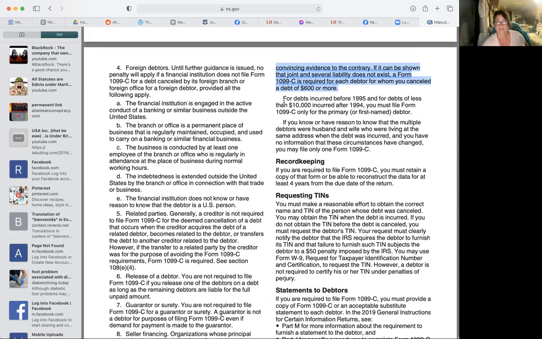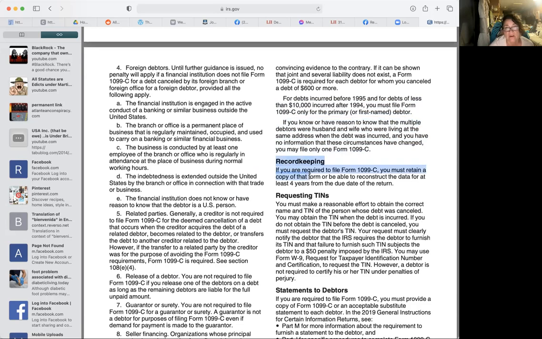For debts incurred before 1995 and for debts of less than $10,000 incurred after 1994, you must file Form 1099-C only for the primary or first name debtor. If you know or have reason to know that the multiple debtors were husband and wife who were living at the same address when the debt was incurred, and you have no information that these circumstances have changed, you may file only one Form 1099-C. Okay. So, I don't know, Patrick Devine, I just don't know.